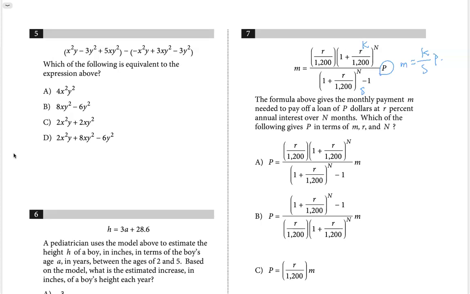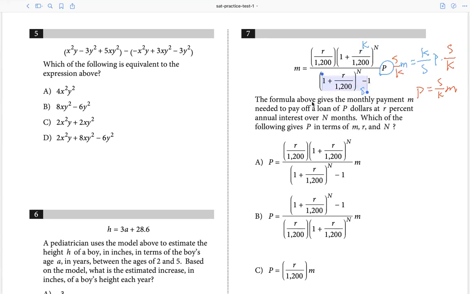Let me change my color. We want to multiply by its inverse, right? We want to multiply both sides by S over K. So then K over S times S over K, that's just 1. So we get a P. P equals S over K times M. And that's it. So P equals S over K. So now the denominator will be in the numerator, and the numerator will become the denominator.